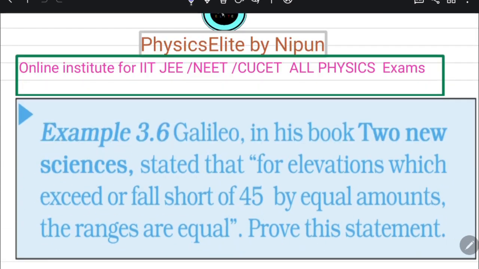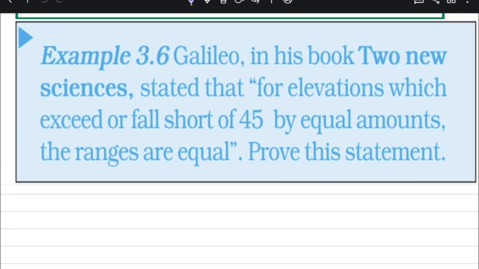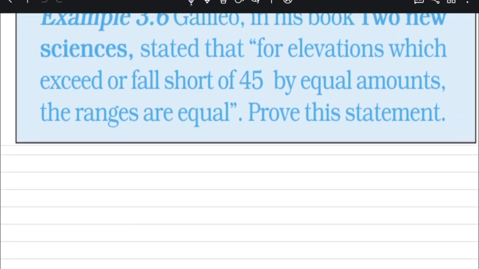Right. Now I proceed to our next question. This is about Galileo, who in his book Two New Sciences stated that for elevations which exceed or fall short of 45 degrees by equal amounts, the ranges are the same. This is a standard result: range is equal to u square sine 2 theta by g.